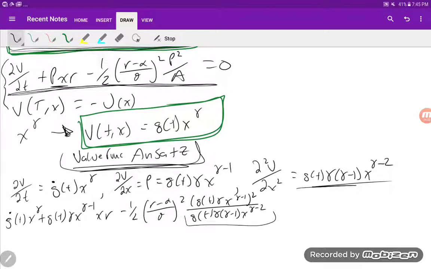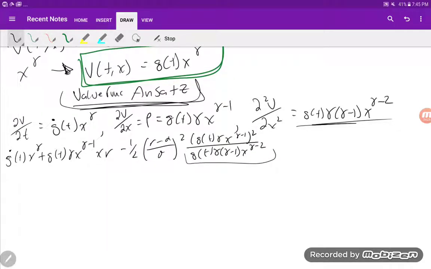So this is a bit of a brutal term. Let's work that out right now. So we're going to have g squared of t gamma squared x squared. I should say x to the 2 gamma minus 2. Okay, and then over g of t (gamma minus 1) x to the gamma minus 2. So obviously this cancels with one of those. That cancels with this g of t.